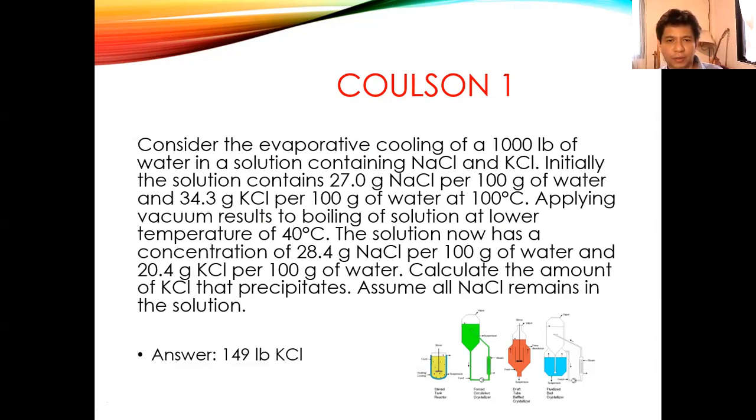Okay? So consider the evaporative cooling of 1,000 pounds of water in a solution containing sodium chloride and potassium chloride, KCl and NaCl. Initially, the solution contains 27 grams NaCl per 100 grams of water and 34.3 grams KCl per 100 grams of water. So at 100 degrees, yun yung initial temperature niya. So applying vacuum results to boiling of solution at a lower temperature of 40 degrees Celsius.